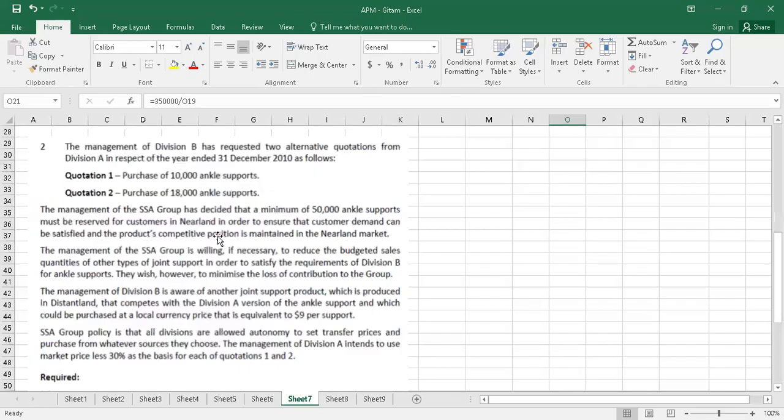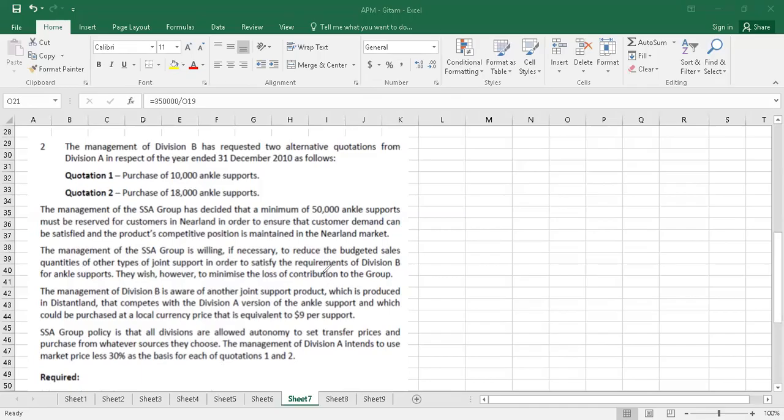This paragraph, the management of the SSC group is willing, if necessary, to reduce the budgeted sales quantities of other types of joint support in order to... So, among the 4 products, they will now have to reduce the quantity produced and supplied to the customers of any one of these products.